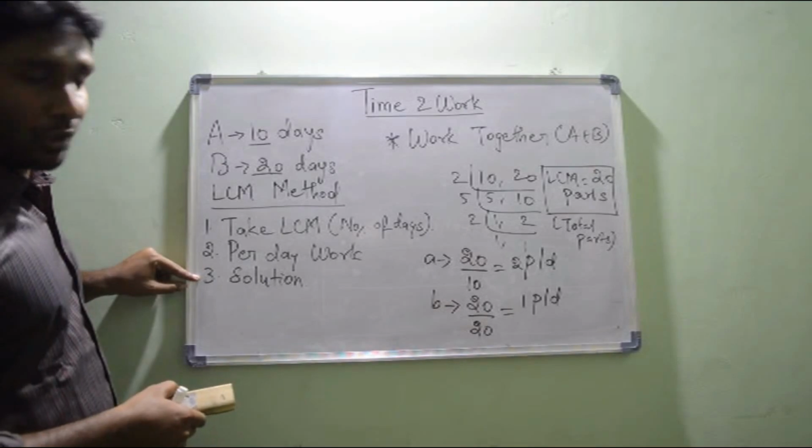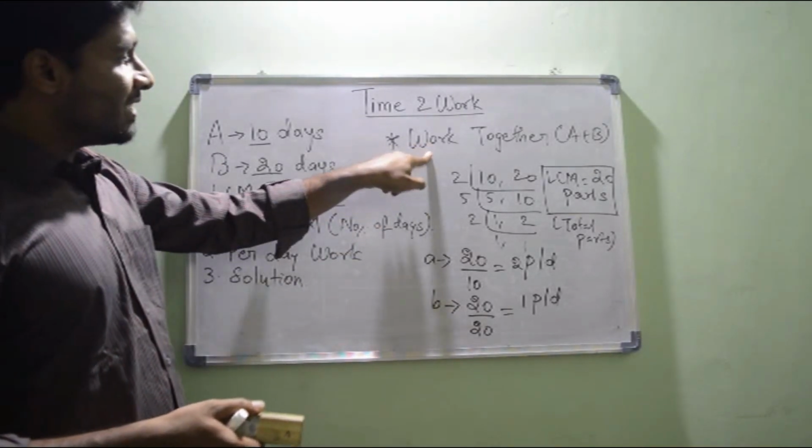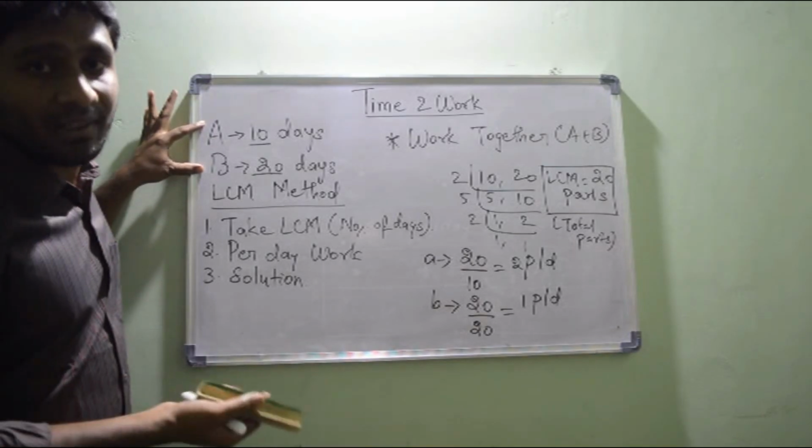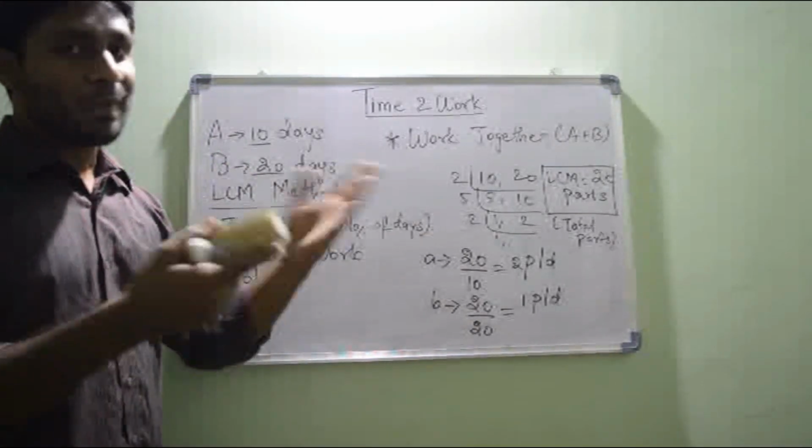The third step is solution. Okay, now going for the question. The question is based on working together. This means that when 2 persons A and B work together, they put both of their efficiencies into that single particular work. How many days will it take? That's my question. Got it?